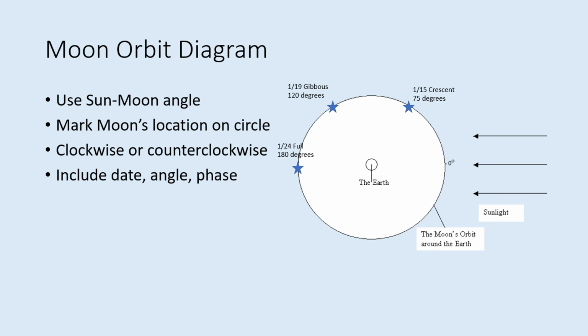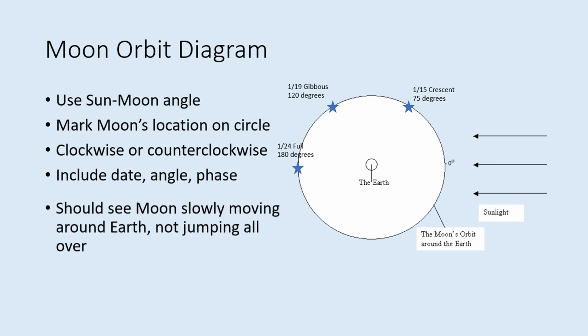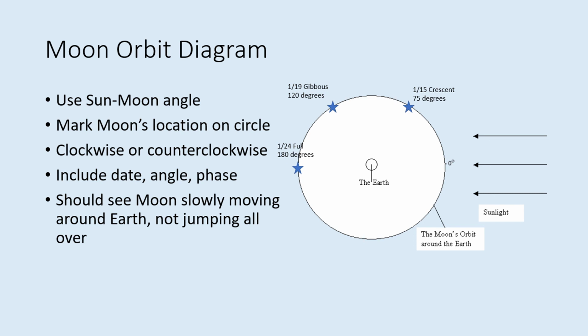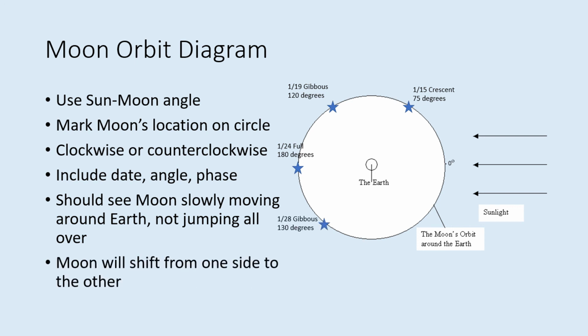As you observe over several days, you should see the moon moving gradually around the Earth on this diagram. It shouldn't bounce around a lot, though it may do that a little because of the uncertainty in your estimates of the angle. Over time, this means that the moon starts out on one side of the sun, the top or bottom half of the circle, and then switches over to the other side.